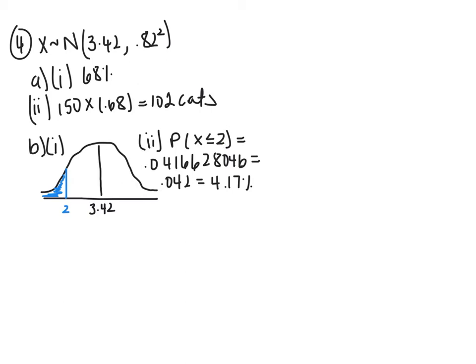Again, normal CDF under distribution. You want your lower bound to be negative 1e99 or something really, really big in the negatives. And you end up with 0.042 or 4.17%.